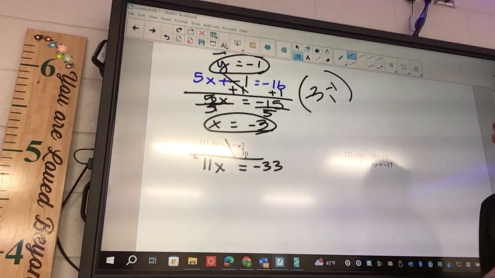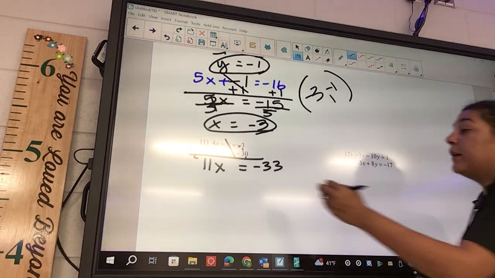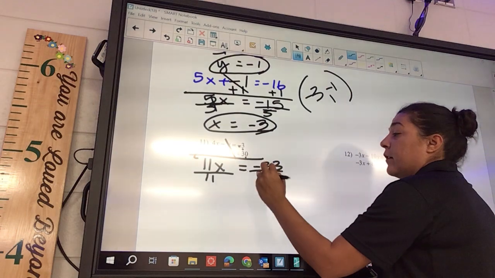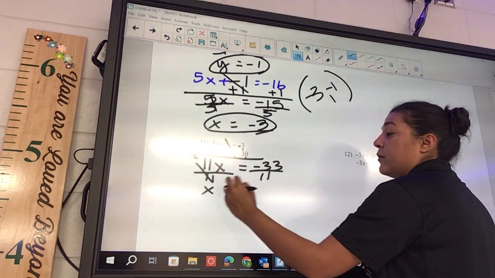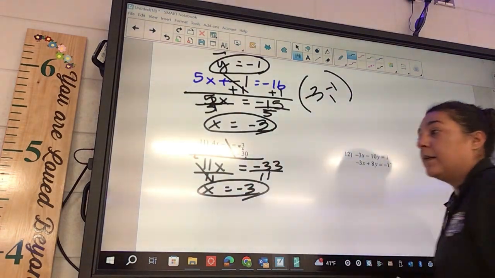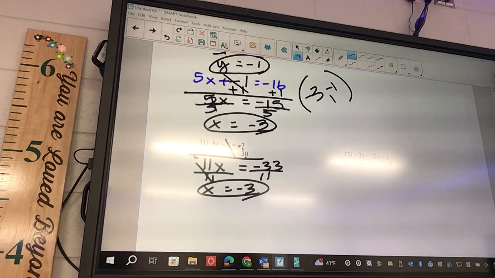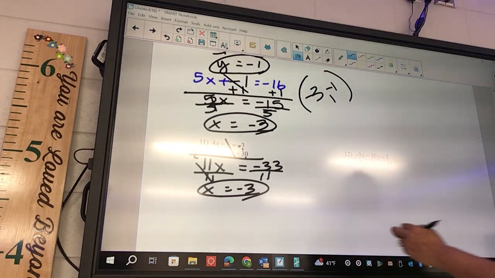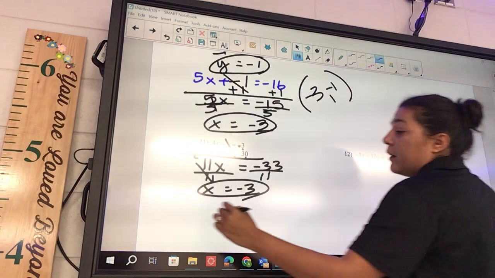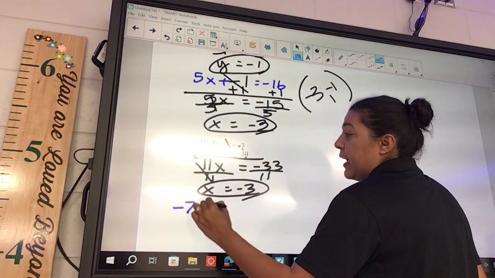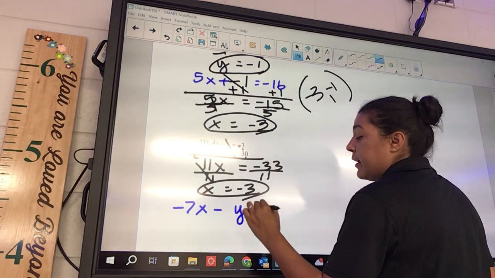Okay, and then what needs done? Divide by 11. So we get x equals negative 3. We're going to take that and plug it into one of our original equations. Which one would you like to use, equation 1 or equation 2? 2? Okay, negative 7x minus y equals 30.